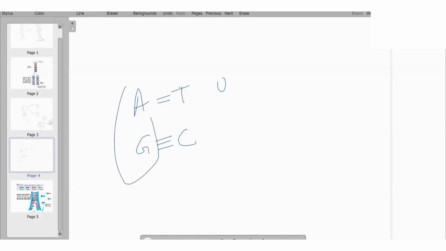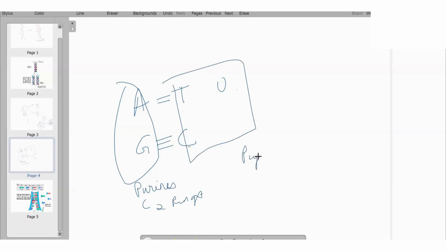A and G are purines. Purine means two-ringed; they have two rings, right? Whereas these ones, T, U and C, are pyrimidines. Pyrimidine means it has one ring. See how to remember it. It's like an INE, right? The smaller the spelling, the more the number of rings. The bigger the spelling, the fewer the number of rings, right?